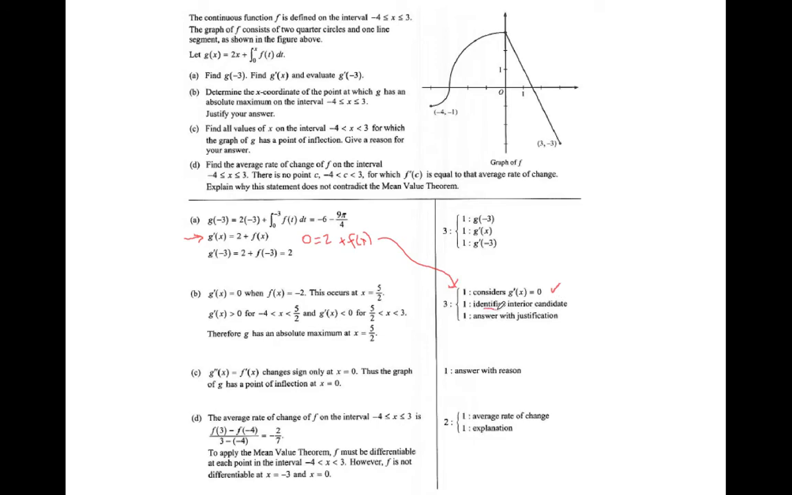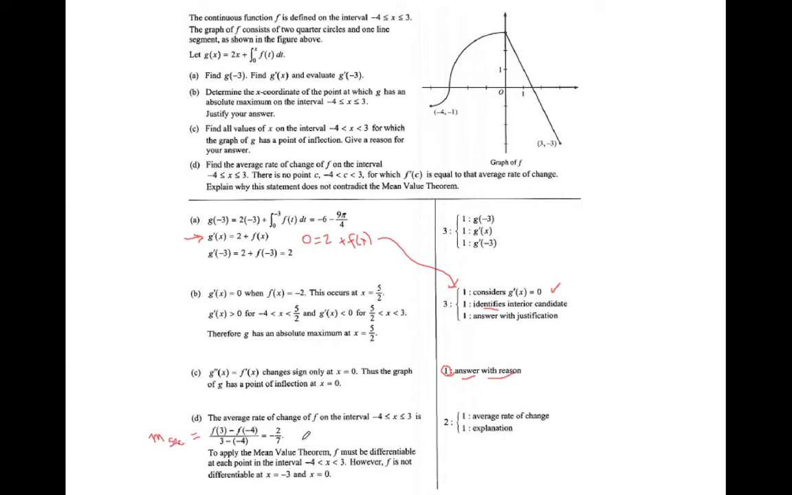Then identifying interior candidates, because they only gave you interior candidates for the calculus, and then answer with justification. C was only worth 1 point. It looks like it's got too many words for 1 point, but it is just asking for the point of inflection. But notice you can't just have an answer. You have to have the answer with the reason. So if you just have the answer with no reason, you lose that point. They don't do half points. Part D, here's the slope of the secant.